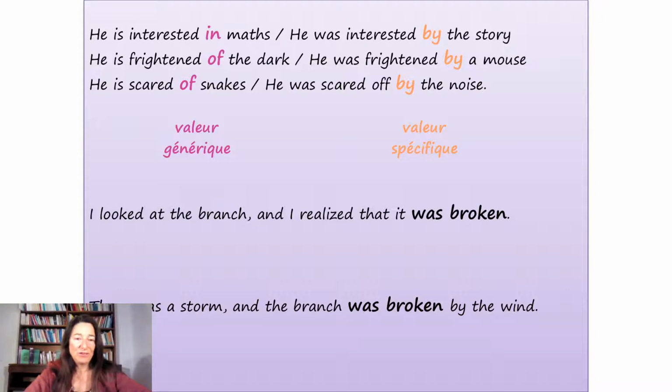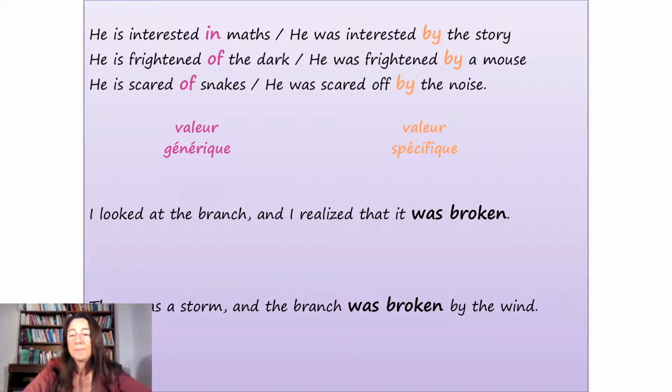Let's go on to the next two sentences, which both have the segment was broken. Is it the same segment? Does it have the same meaning? Let's have a look at the sentences. I looked at the branch and I realized that it was broken. There was a storm and the branch was broken by the wind. So you can tell when you read the sentences and therefore have more context to understand the meaning of was broken, that even though it's the same words, they do not have the same value, the same meaning.